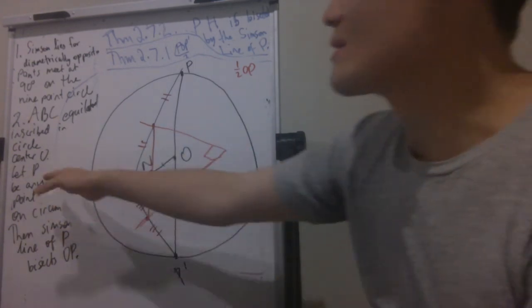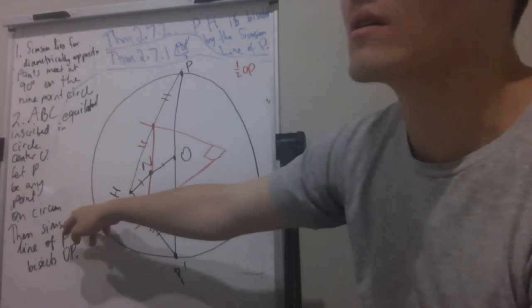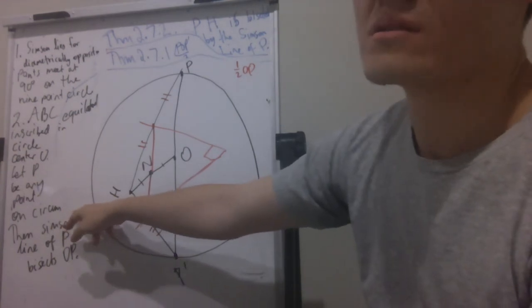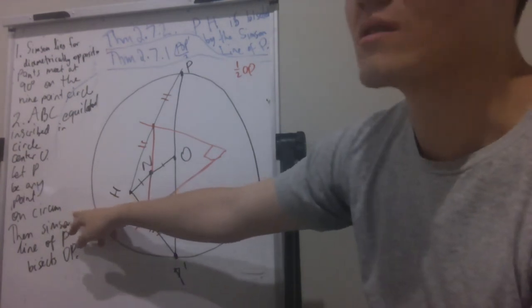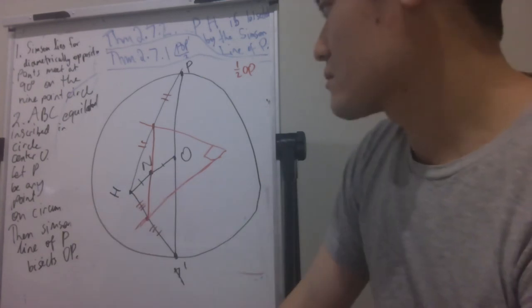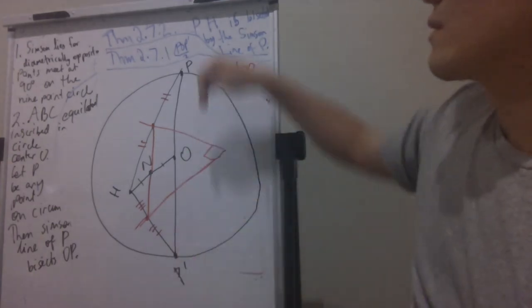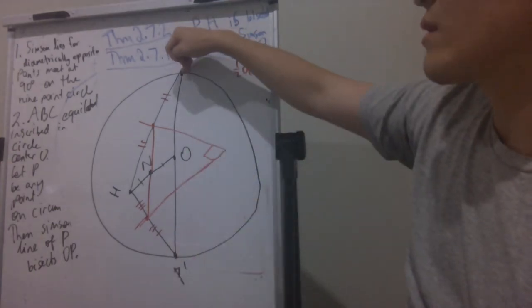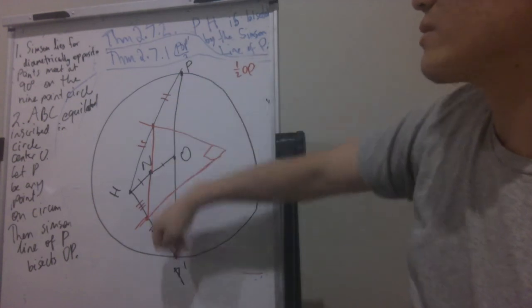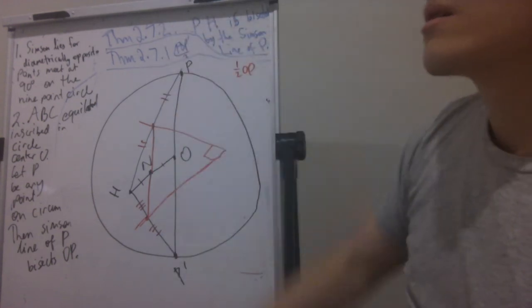Because it says let P be any point on the circle, so it could be like the vertices. So that doesn't make sense anymore, right? Wasn't there a question where you had the Simpson line? If it was the vertices, then it wouldn't be a Simpson line, it would just be the altitude.